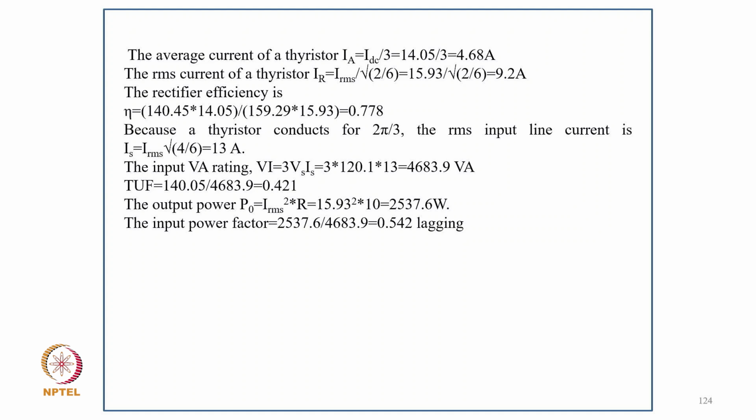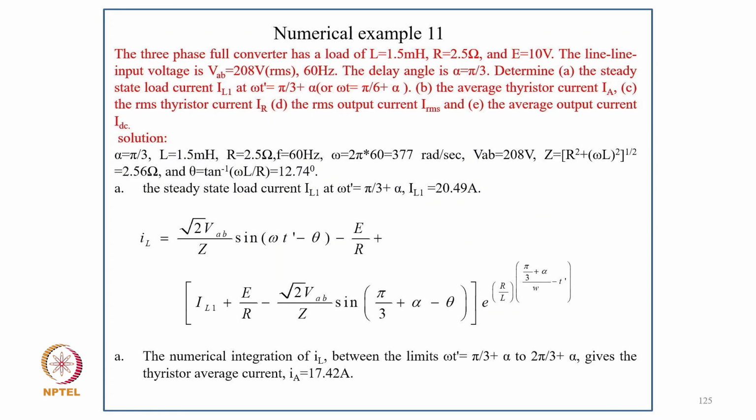The RMS current of the thyristor is equal to 9.2, and the rectifier efficiency comes to 0.778. The RMS input line current is Irms root 2 by 3, equal to 13 ampere, and the input VA rating 3 Vs I comes to 4683.9 VA, and the transformer utilization comes to 0.412. The output power Irms squared R is 2537.6 watt, and the input power factor is power upon VA, that is 0.52 lagging.